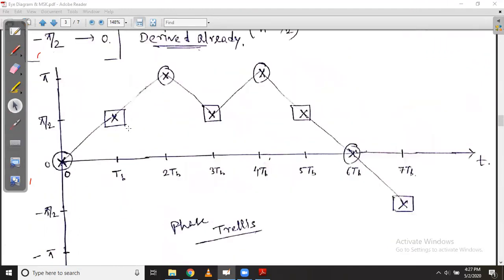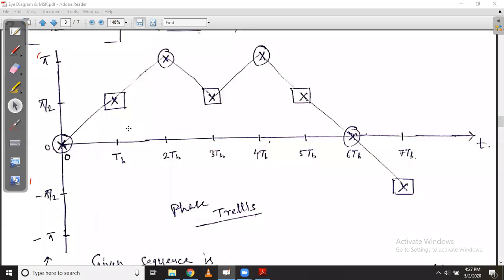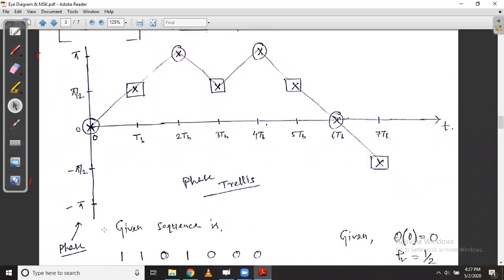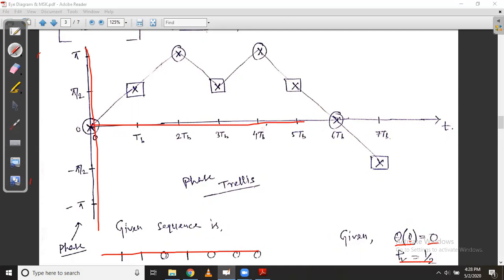Now, suppose this kind of numerical is given, suppose, in the exam. And the given sequence is this one. And it is given that at time 0, theta 0 is 0, that is the phase angle. And h you have to consider as half, for instance. Now, what phase angles do we have? 0, plus minus pi by 2, plus minus pi. So you mention that on the y-axis. And time we mention on the x-axis. Then, whenever t is 0, theta 0 is 0, this 0 is the first value.